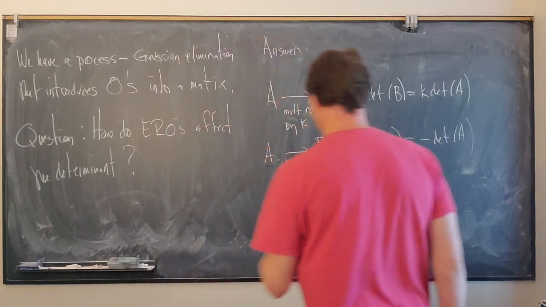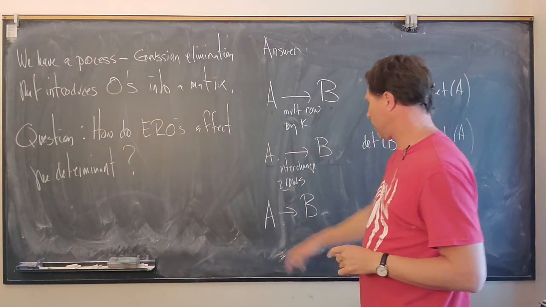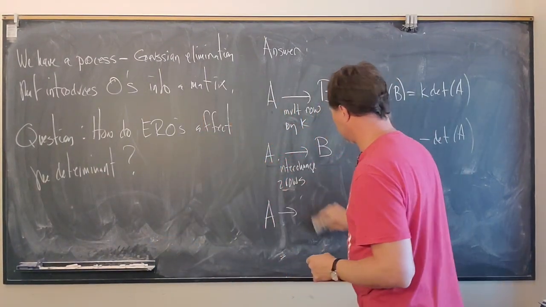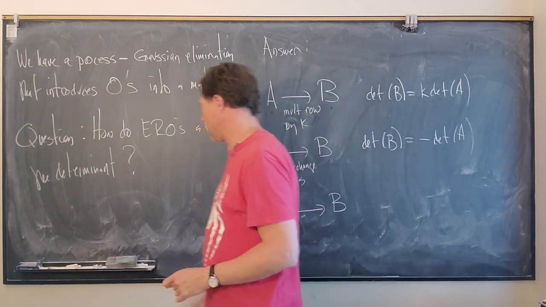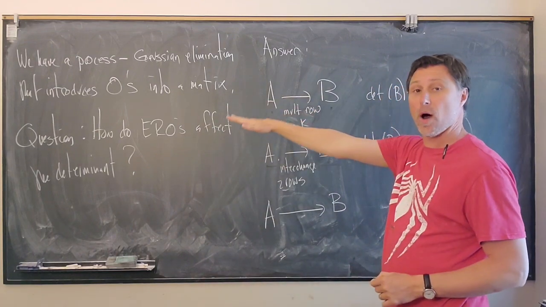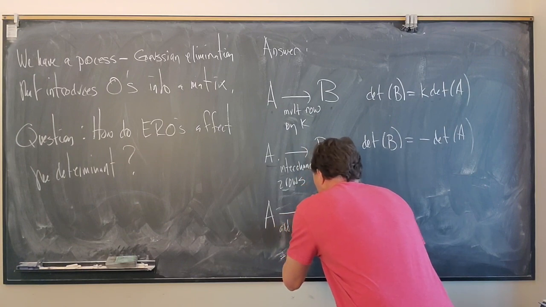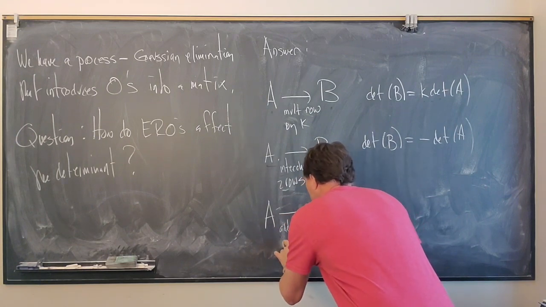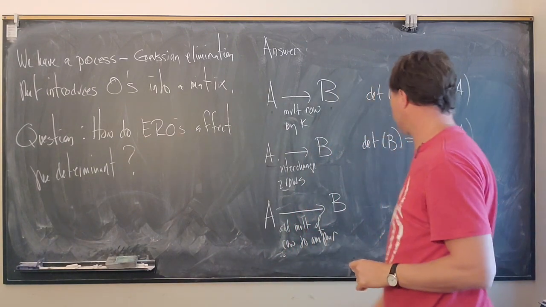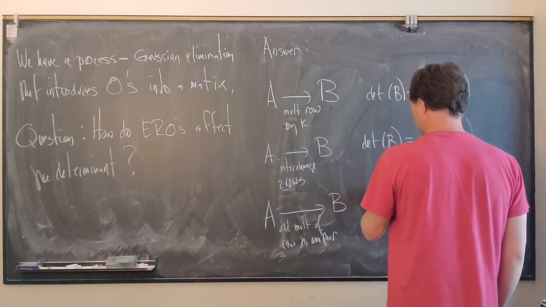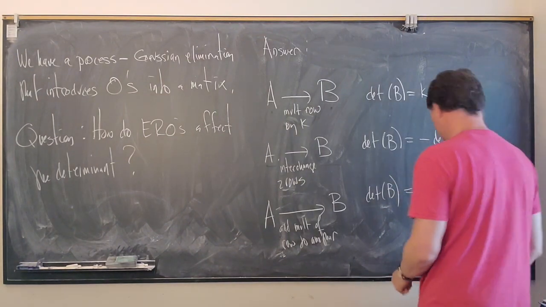And then the last of them, the last row operation. If we start off with A, and we add a multiple of 1 row to another row, that's row operation number 3. In this case, the determinant of B is equal to the determinant of A. The determinant actually doesn't change.